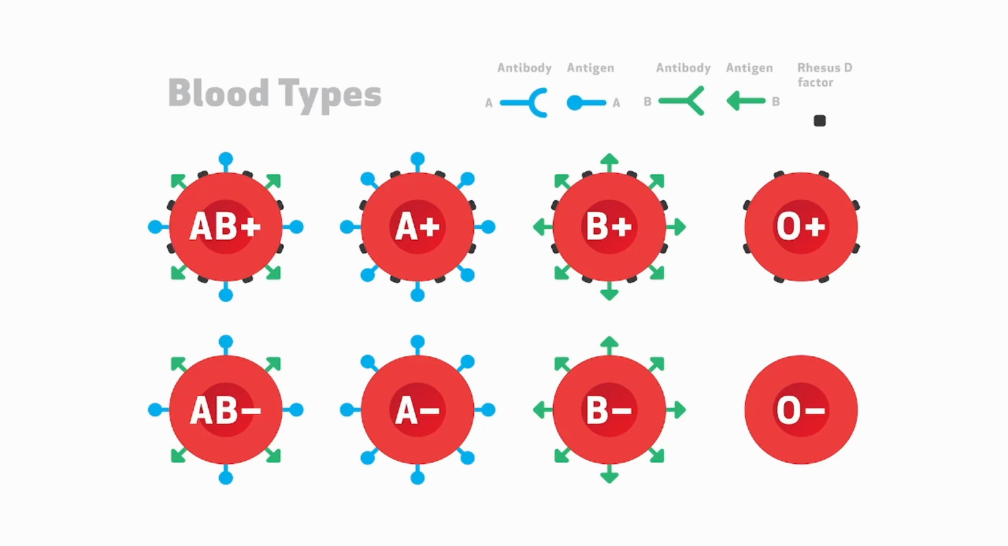Next, the rhesus factor. Whichever blood group has the Rh factor present in the blood cells is denoted as Rh positive, and whichever does not have it is denoted as Rh negative.